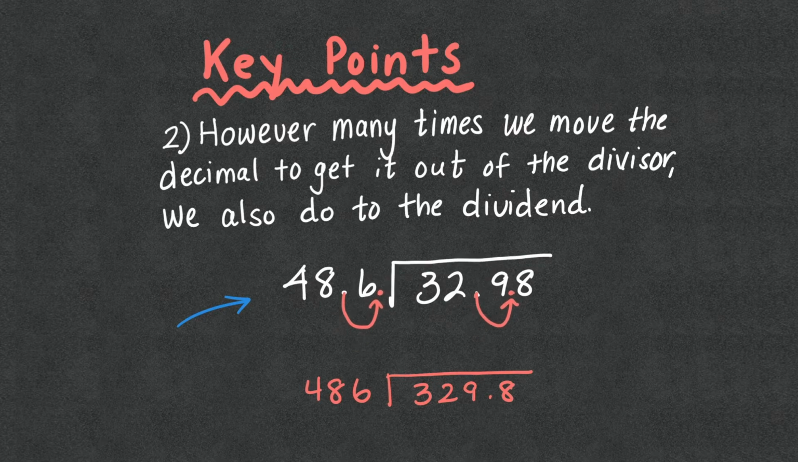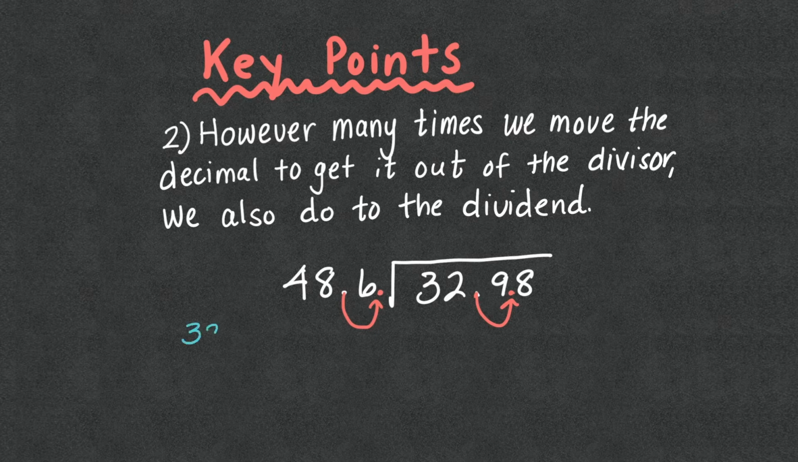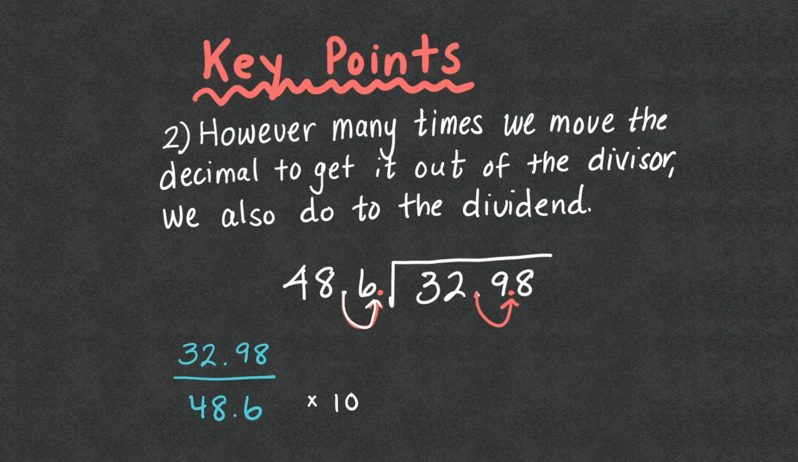Let's talk about it. So let me erase some of these things. So if we'd looked, we really had 32 and 98 hundredths being divided by 48 and 6 tenths. Now, we first saw that we multiplied the number, the divisor, by 10. How did I know it was 10? Because we moved our decimal point one spot. And that allowed it to equal 486.